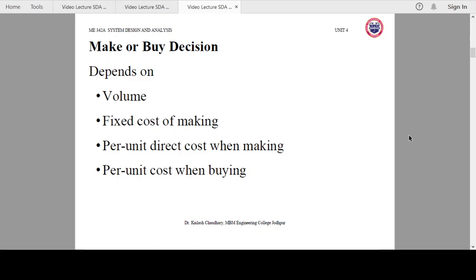Making or buying a particular product depends on various factors like volume, fixed cost of making, per unit direct cost when making, and per unit cost when buying. These are the criteria and parameters you need to consider when you decide which product you need to make and which product you need to buy. Sometimes making a product costs you more, so you go for buying that product, and sometimes if the products are very costly, you go for making it. So how do you decide, we will see.